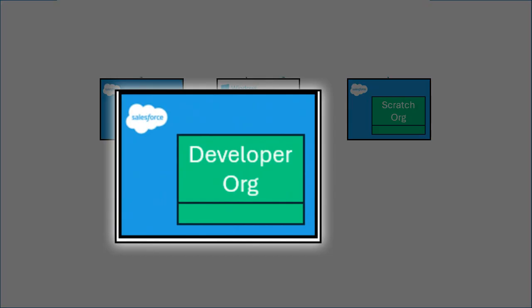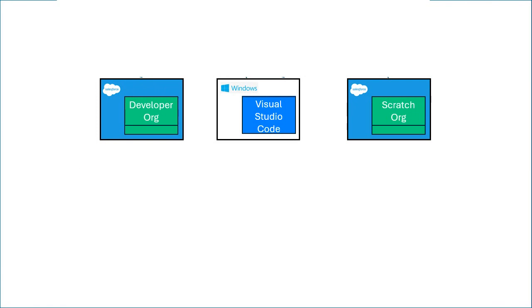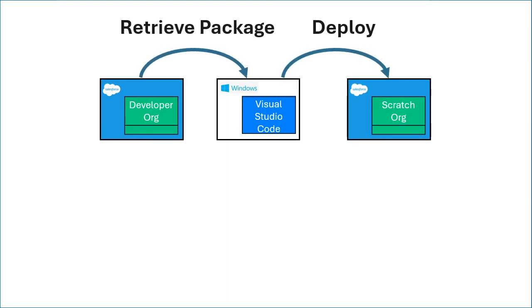The developer org is what you use to create packages and used to be where I would edit the code, custom objects, fields, etc. Visual Studio Code is my preferred IDE for editing code, but one of the key new features of Salesforce DX is the Scratch org. Using Salesforce DX, we can download both the code and the metadata to your local drive using Visual Studio Code. Then you can create a Scratch org and deploy the code and metadata, creating a copy of your developer org, much like a sandbox.